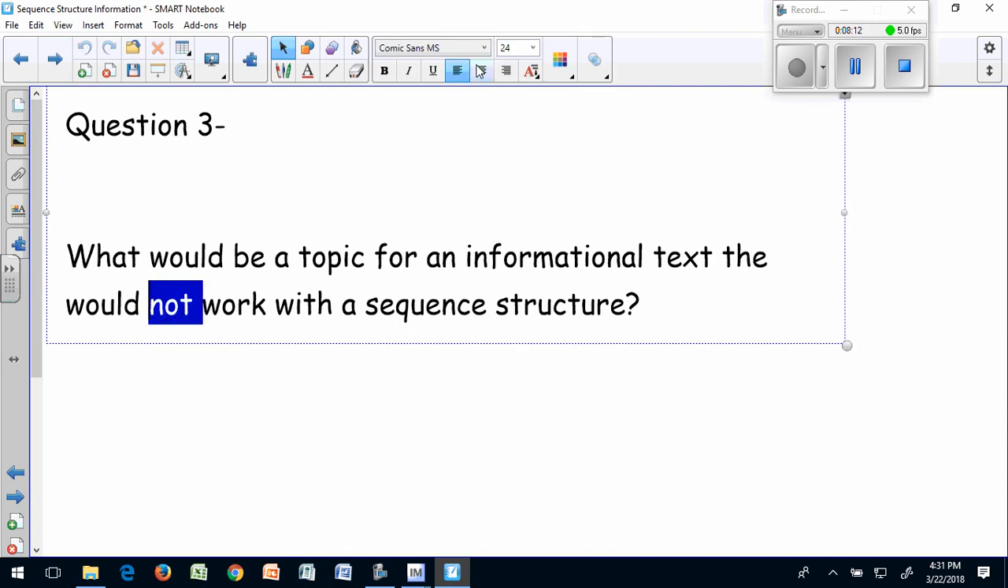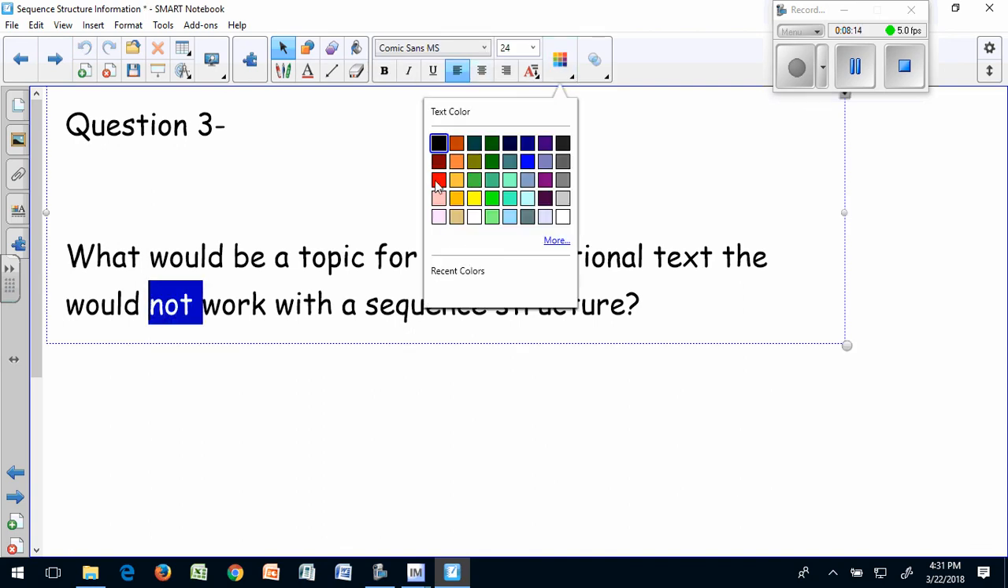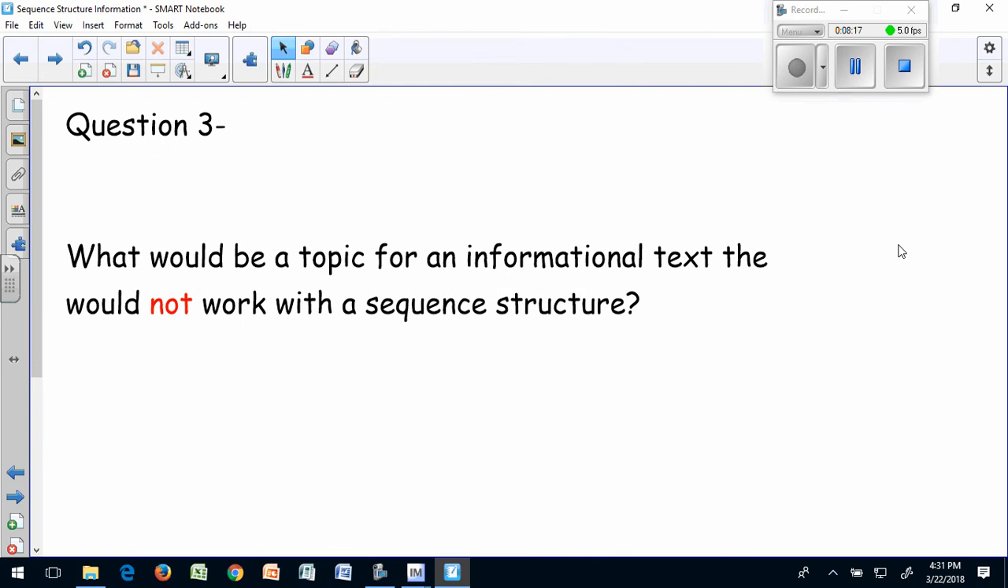So I really want you to think about what would be something that you would research and you think about sequence and you know it is not the text structure for you to write about. So answer these 3 questions, and thank you.